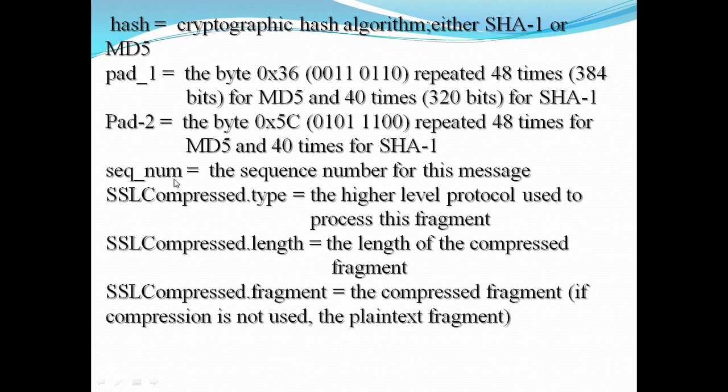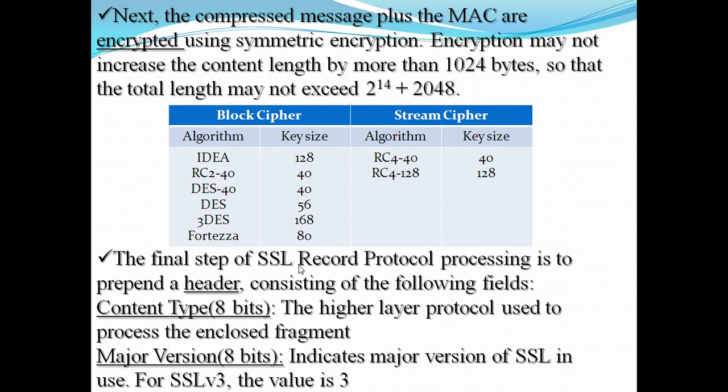The sequence number is nothing but the sequence number of the message. Compressor type: what compression type can we use? That is also included, the higher level protocol used to process this fragment, then the length of the compressed fragment, then the compressed fragment. All these are concatenated. On this we are going to apply the hash. What hash algorithm are we using here? SHA-1 or MD5. This is the basic one; actually today it is enhanced.